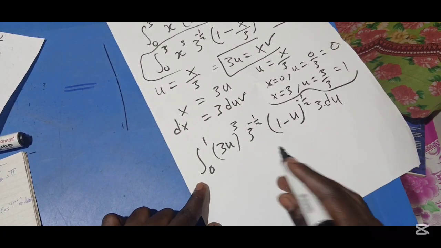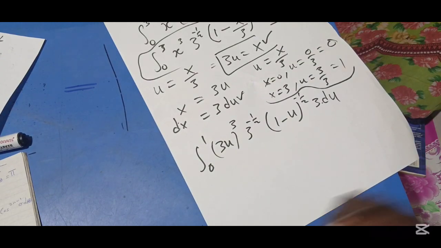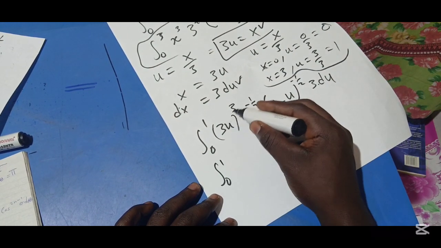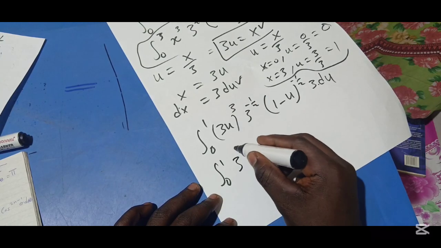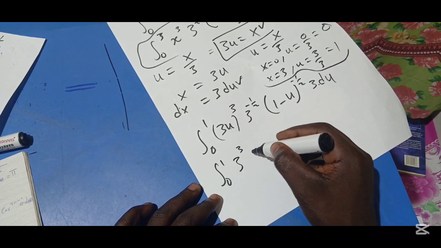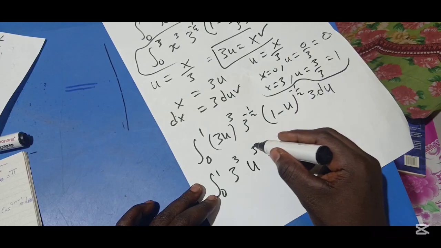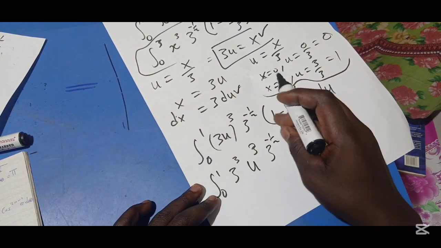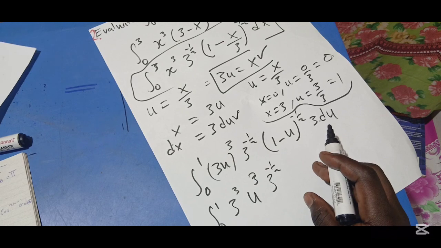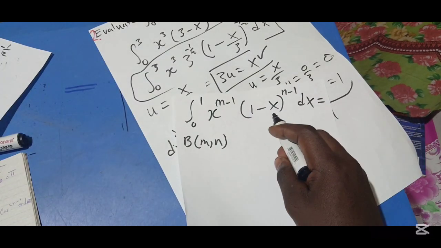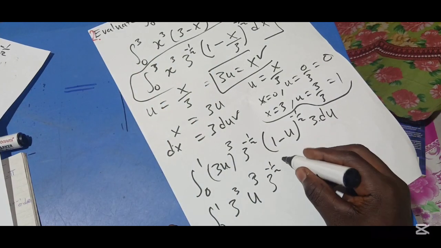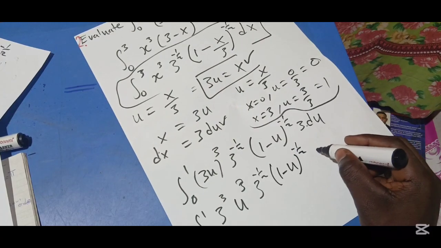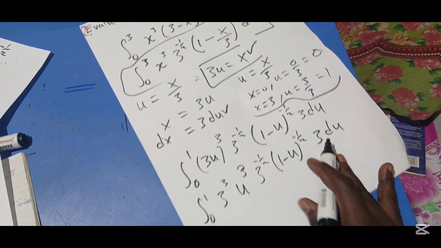So now we are going to simplify this further. This one is actually integral from 0 to 1. This 3 is affected by the power 3. So 3 power 3, the same as u. So u power 3. And we have 3 to the power minus 1 on 2. This term, we are not going to affect it because we need it to be in that form. So 1 minus u all to the power minus half. We have 3 du here.